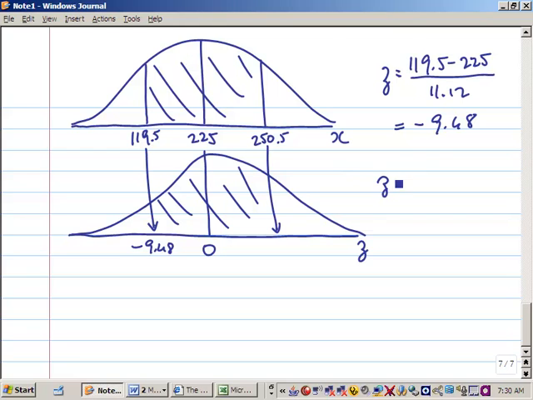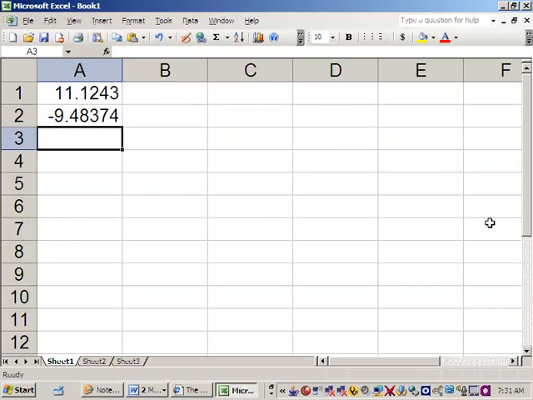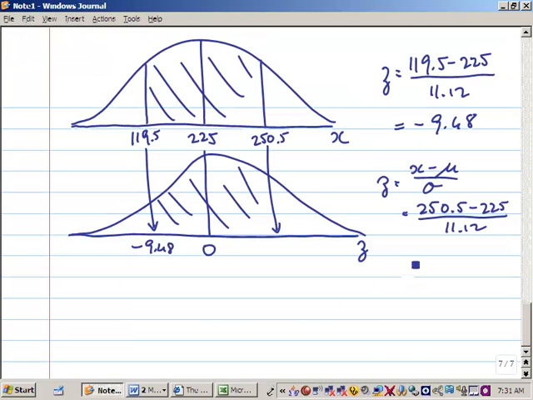And then for the upper limit, z is equal to, I didn't write down my formula, so let's just do that just to make sure we all understand. X minus mu on sigma, x 250.5 in this case minus the mean of 225 divided by the standard deviation 11.12. Alright, 250.5 minus 225 divided by the standard deviation, and hardly symmetrical. 2.29.